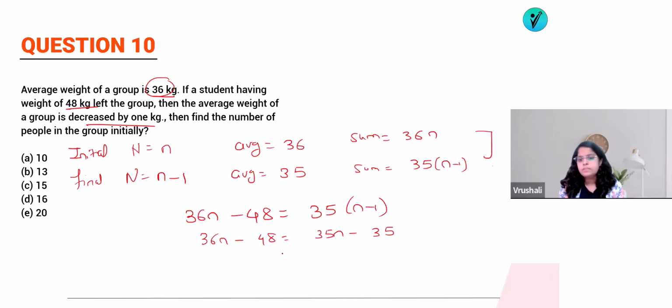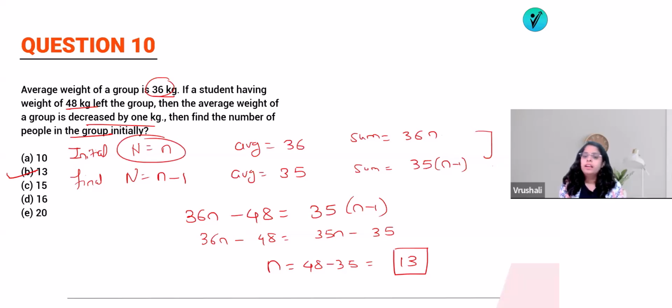So 36 minus 35, 1n, and 48 minus 35 will be equal to what? It will be 13. That means the initial number of persons will be equal to 13. Answer is option number... That's it.